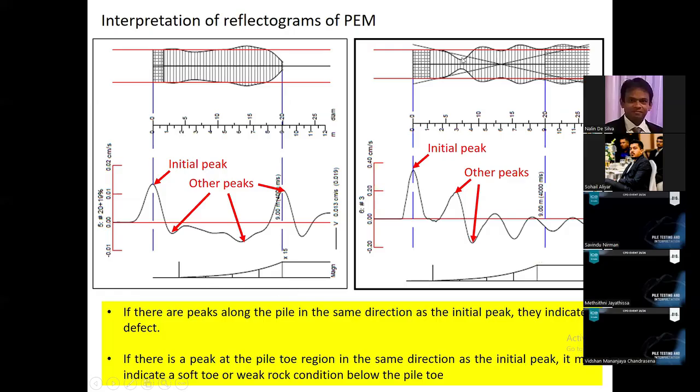So because of this, it will send a tensile wave, a reflected tensile wave. As a result, you will see a reflection in the same direction as the initial peak. If you have this kind of response, that is indicating a defect. And you will see some multiple defects along the pile, which is reflected by the wave response.